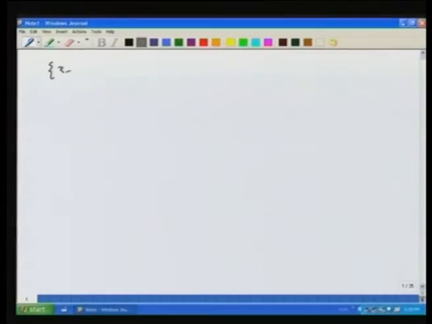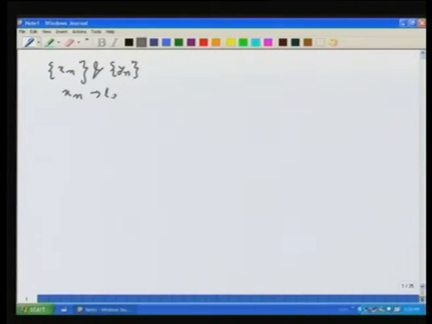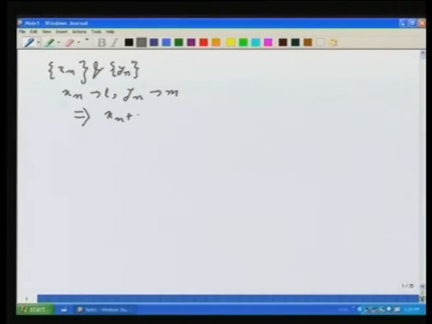Let us start with sequences again. In the last lecture, we have seen certain algebraic properties of sequences. That is, let us say I have a sequence x n and a sequence y n such that both the sequences are convergent, and x n converges to L, y n converges to M. Then we have that x n plus y n converges to L plus M.